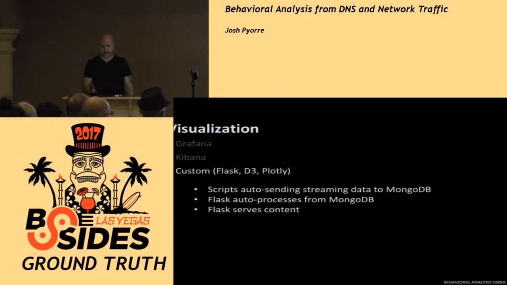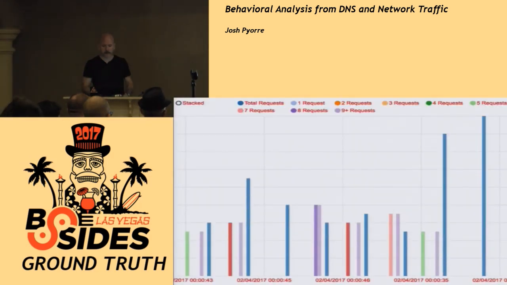And then the custom one, I'm auto sending and streaming data into MongoDB, and then I have Flask auto processing from MongoDB. I push into MongoDB so it's very fast. I don't have to keep processing domains over and over again with the third parties and other sources I have, and then Flask serves the content. So I can do things like this.